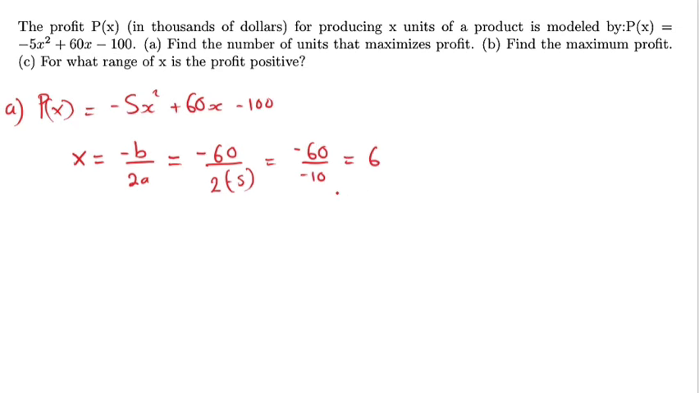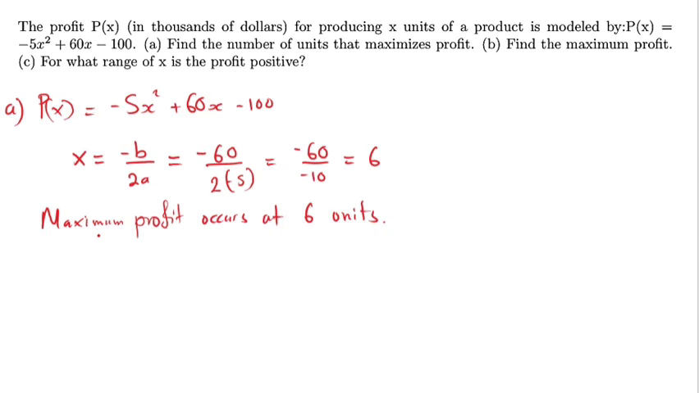Now remember, P is in thousands of dollars and x is the number of units of the product. So we can say the maximum profit occurs at 6 units. Just like that. Okay, so let's move on.